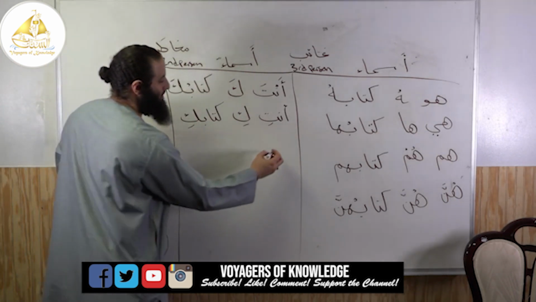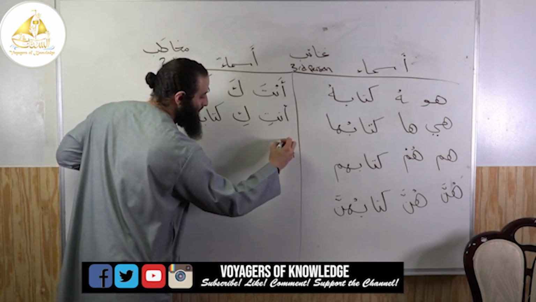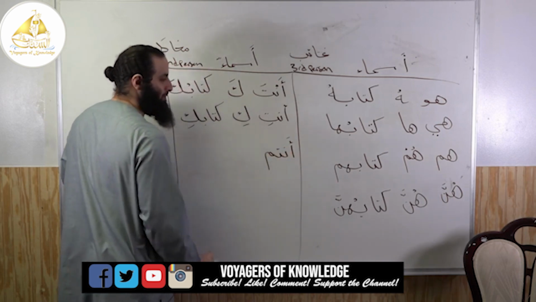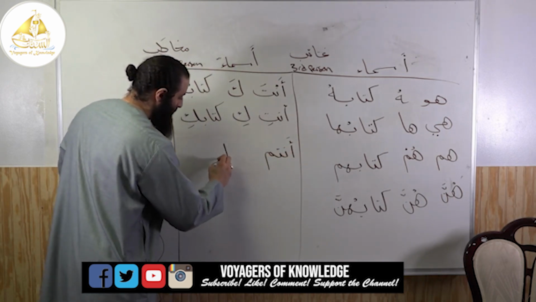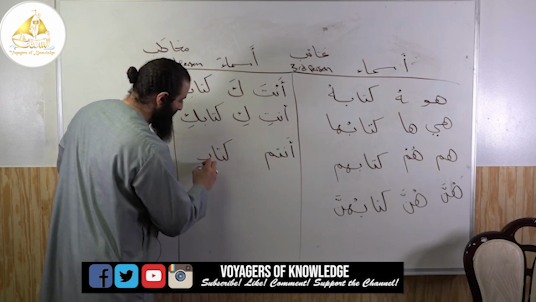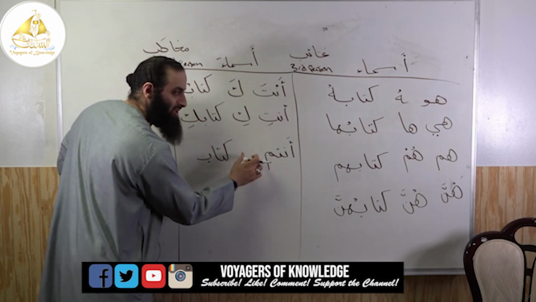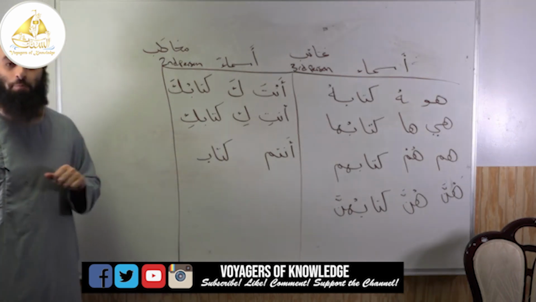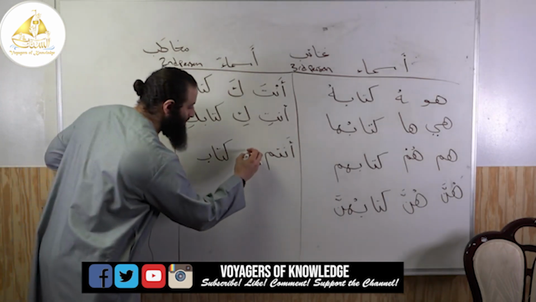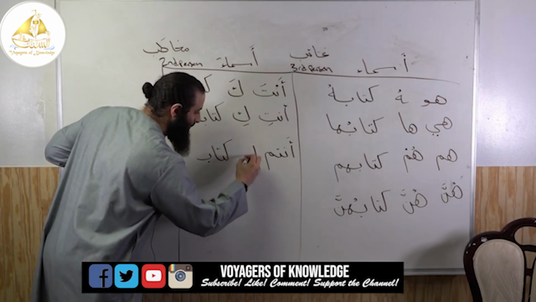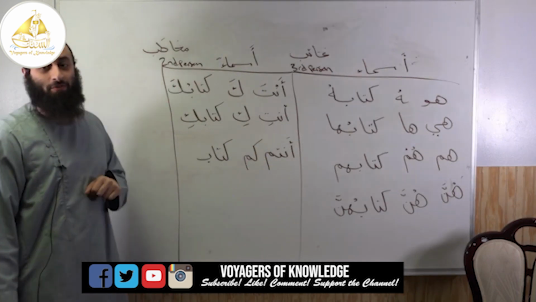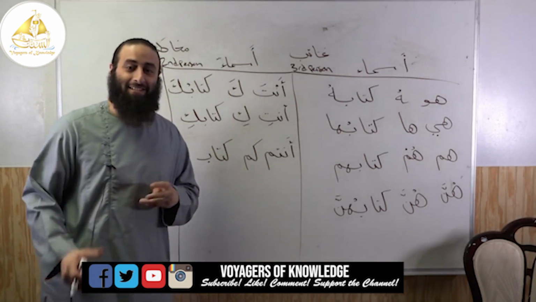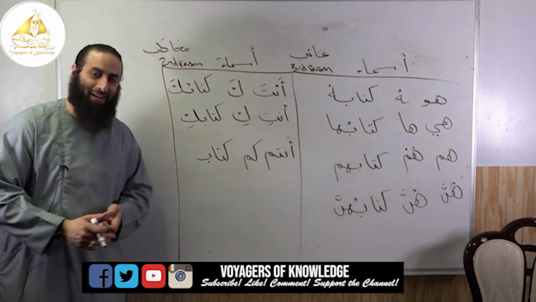Let's take the next one. Group of men is what? Antum. Antum. And we take the word kitabu. What is the dhamir muttasil? Kum. Kum. You know why you're thinking tum? Because of verbs. That's why. And it gets confusing when we don't do it step by step like this.